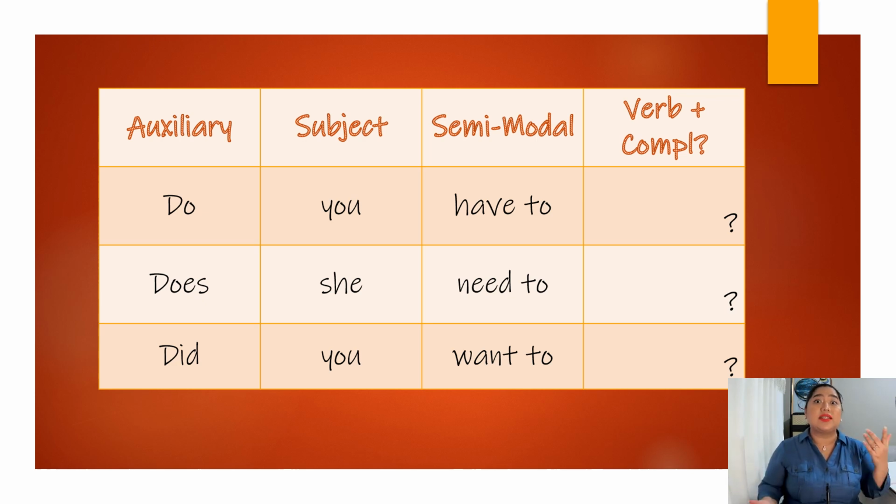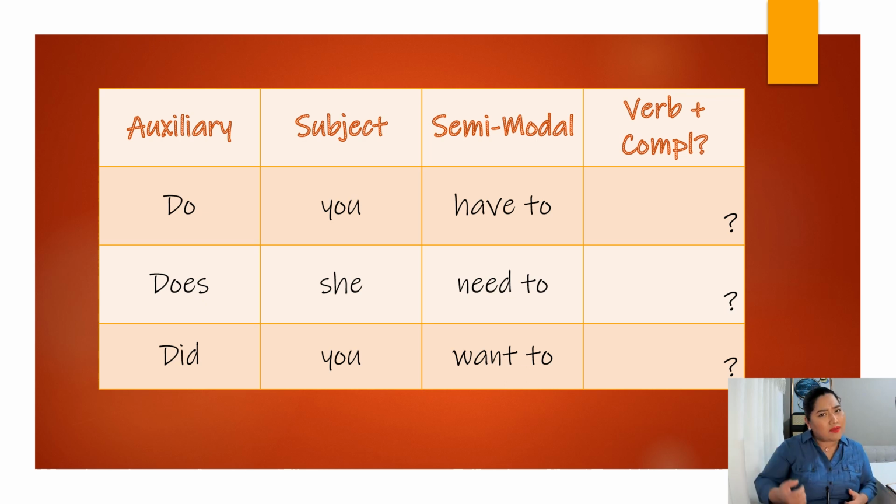We use an auxiliary. For example, do, does, did, an auxiliary. And then we need a subject. You know, a subject could be a noun, a singular noun or a plural noun. And of course, you can use a pronoun too. Do you, does she, did you, does your mother, does your father, do your parents, does Jimmy, does Anushka, yeah, a subject. Well, so we have auxiliary, subject, and then the semi-modal.